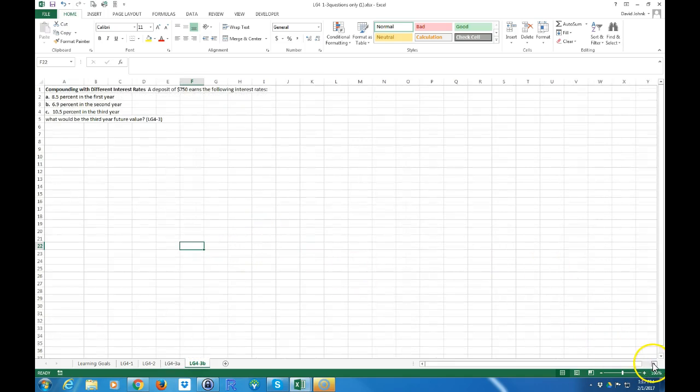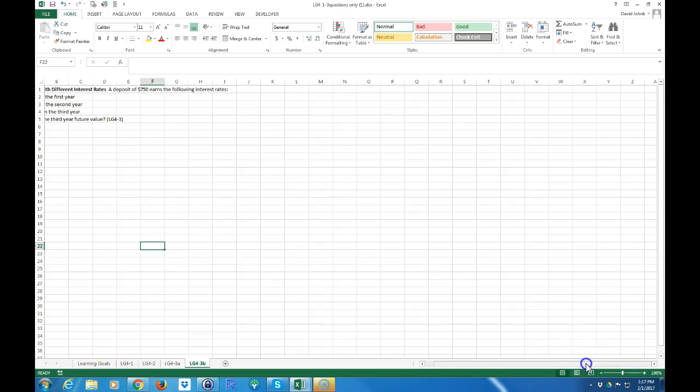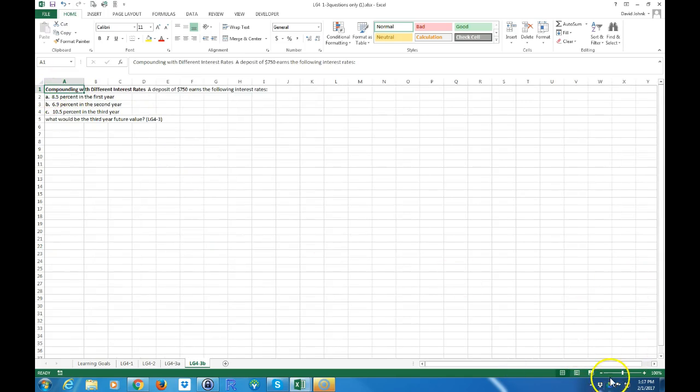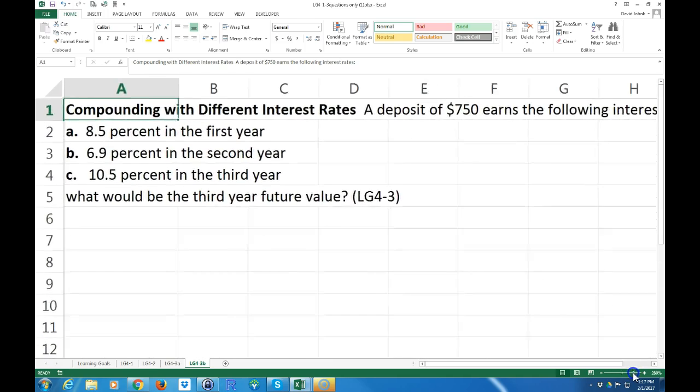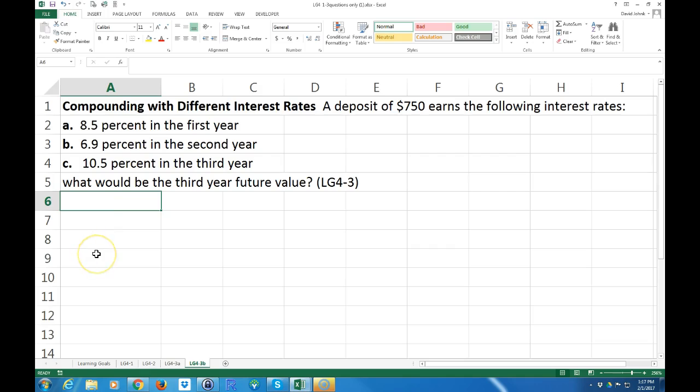We want compounding with different interest rates. This is also learning goal 3. I'm just going to do it really quickly because this video is getting kind of long. So as given, I'm just going to do it in this form, and I'm not going to do the diagram: N, then R, then present value, then PMT, and then future value, right?